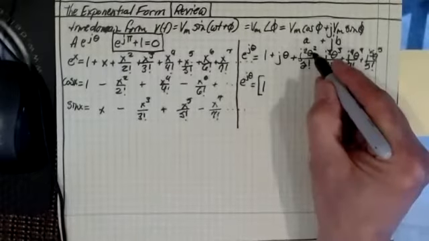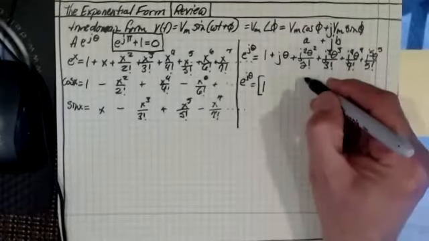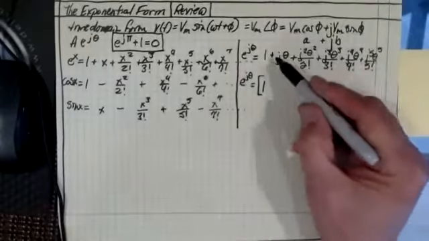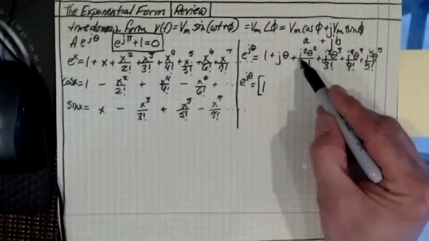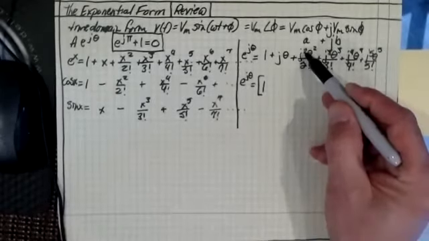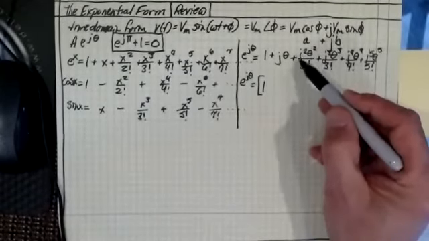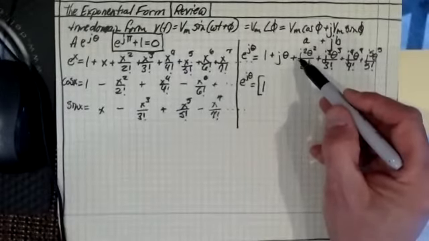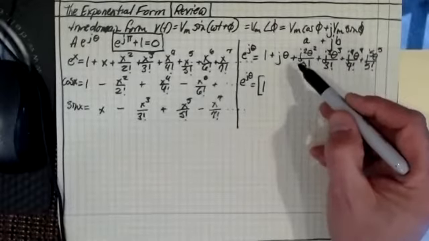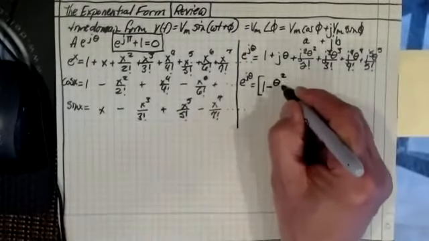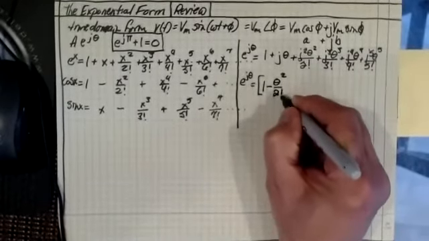All right, so the first one is 1. And then let's look at j squared theta squared over 2 factorial. What's j squared? Isn't the definition of j that it's the square root of -1? Well, the square root of -1 squared has got to be -1. So this would be 1 minus theta squared over 2 factorial.